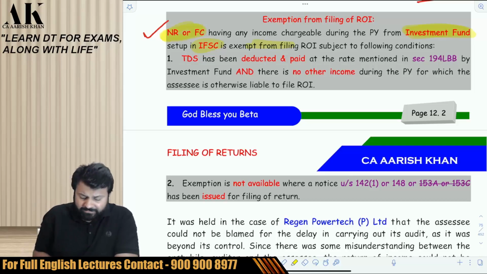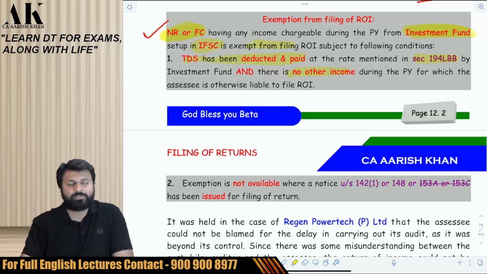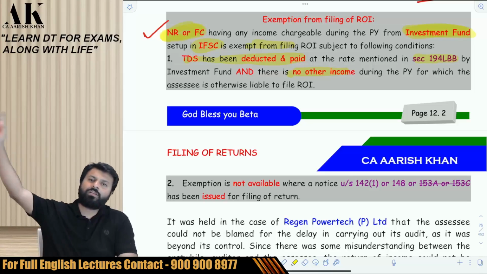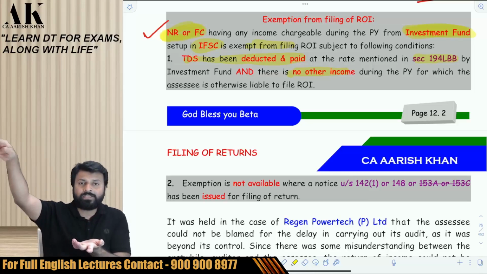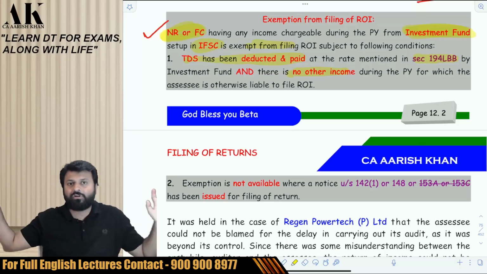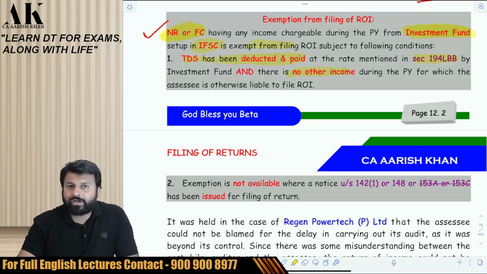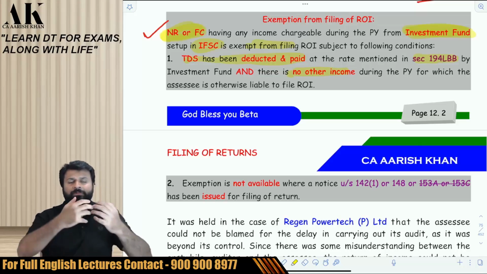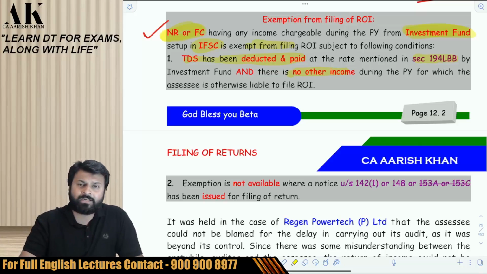First, that investment fund has deducted the TDS and has paid the TDS under Section 194LBB, and that non-resident does not have any other income apart from whatever he earns from the investment fund. So if there is a non-resident or foreign company who is investing in an AIF which is located in IFSC, not in Mumbai, not in Chennai, not in Thiruvananthapuram, not in Hyderabad, it is located in IFSC, and IFSC, where is it? It is in Gujarat. He is earning some income out of it, TDS is deducted, and he doesn't earn any other income. Then he is not liable to file what? Income tax return under 139(1).